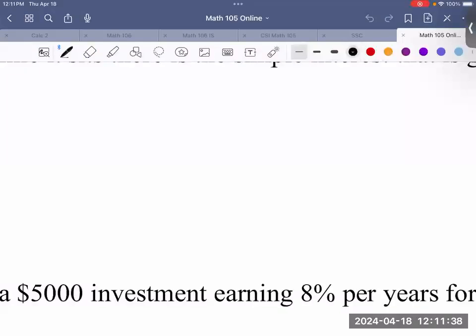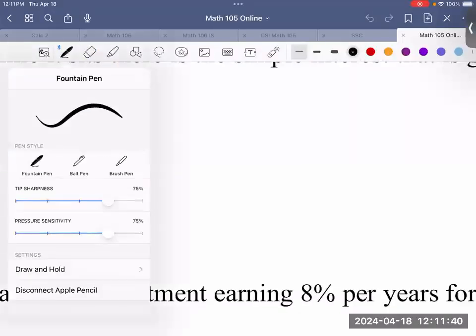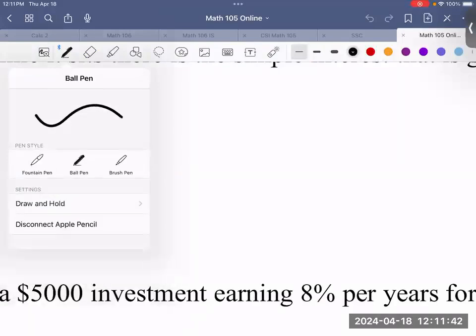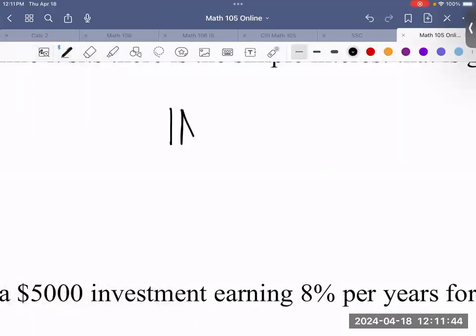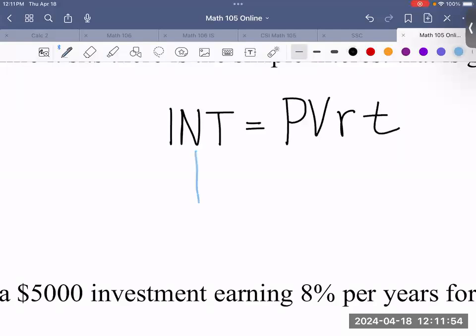Now this has an equation. I'm going to change my stylus here. INT, this stands for your interest, is equal to PV R times T. Now this is only for simple interest. Simple interest.